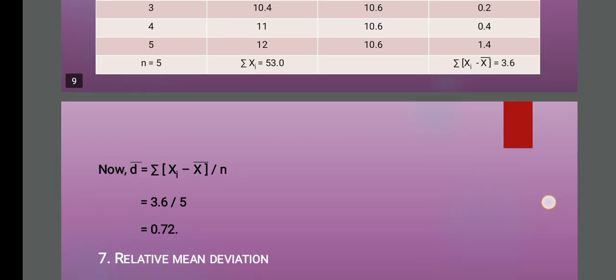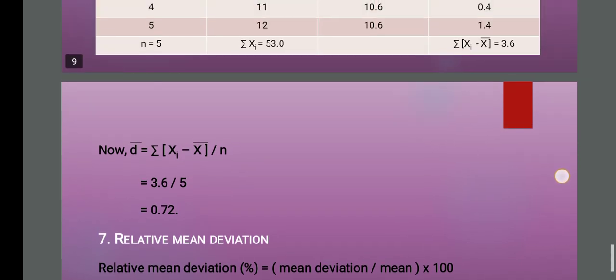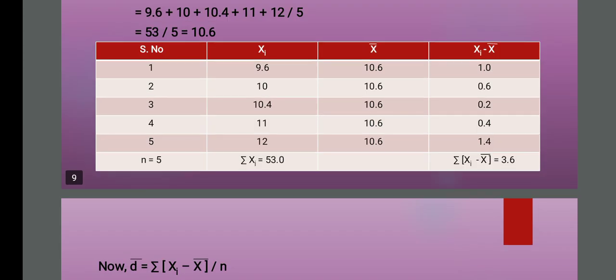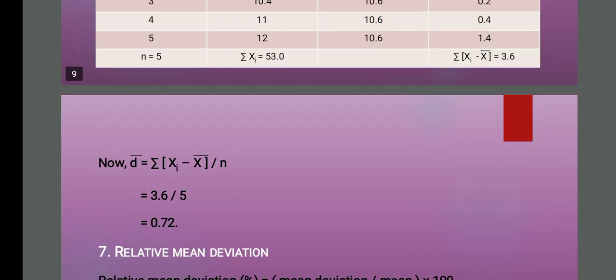So it is 0.72, because altogether we get 3.6, and 5 values are there, so you divide it by 5. Since the formula is d bar is equal to the sum of xi minus x bar divided by n, and the sum of xi minus x bar is 3.6, you divide this 3.6 by 5, we get 0.72. For this particular problem, we get the answer as 0.72. I'll repeat the problem once again.